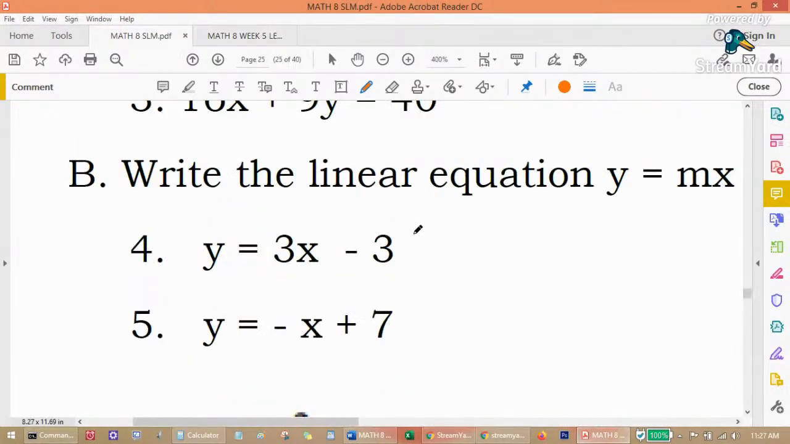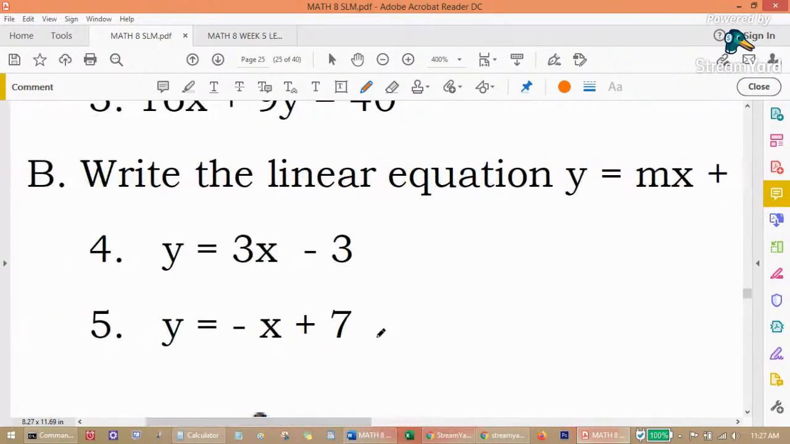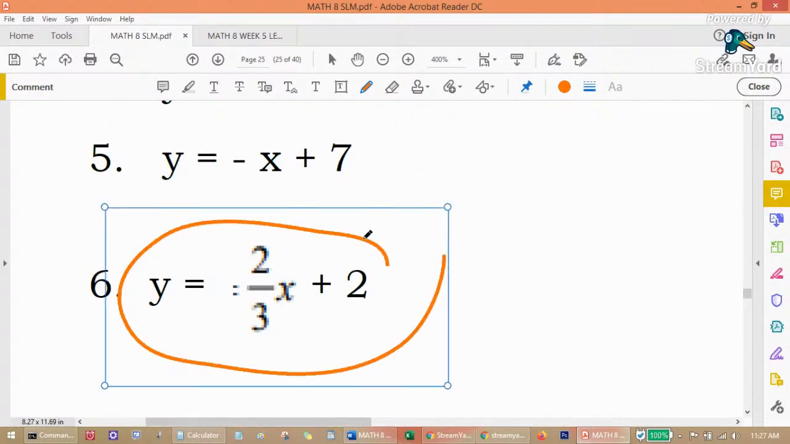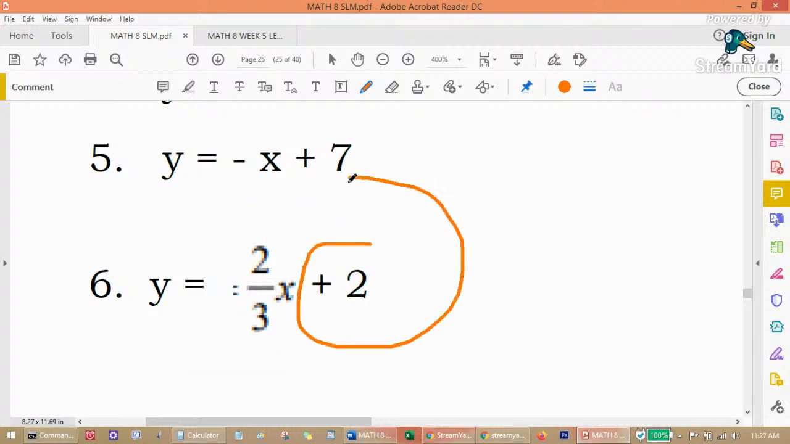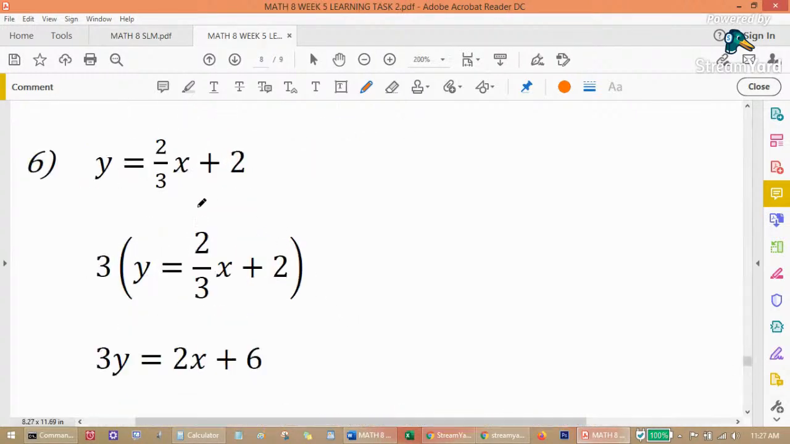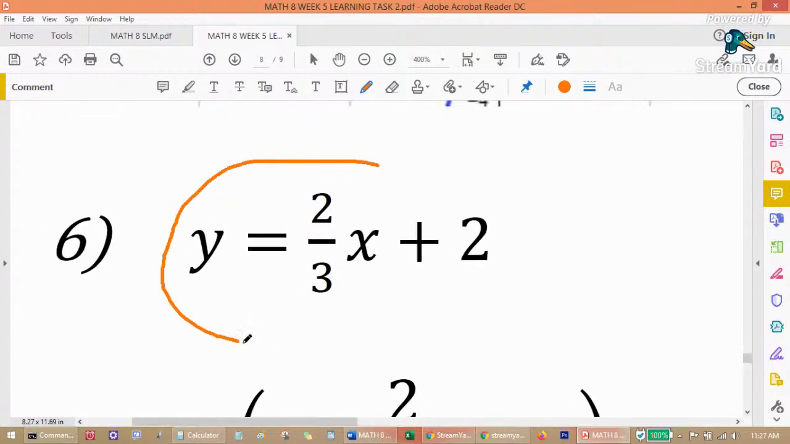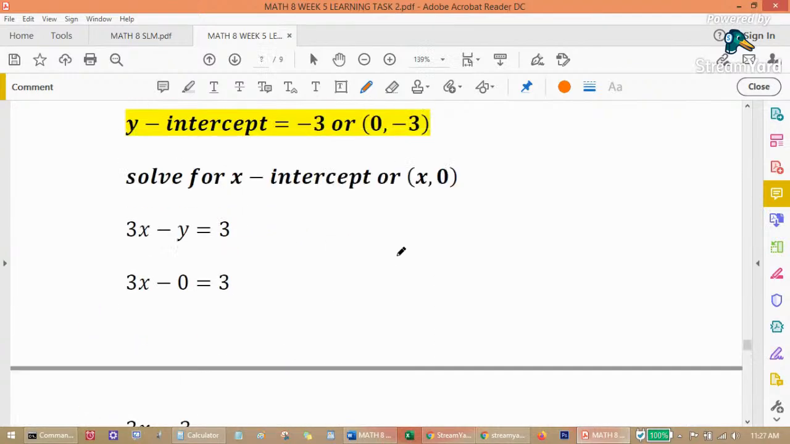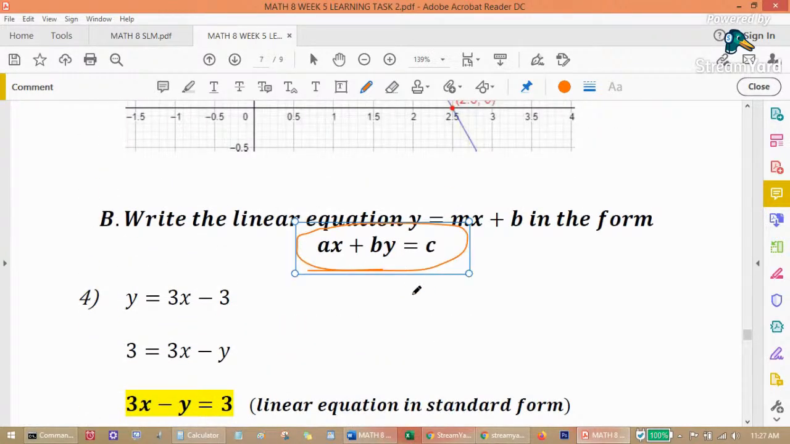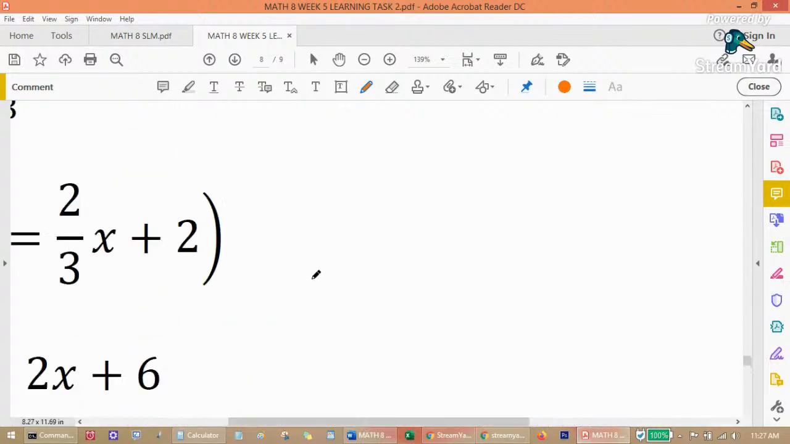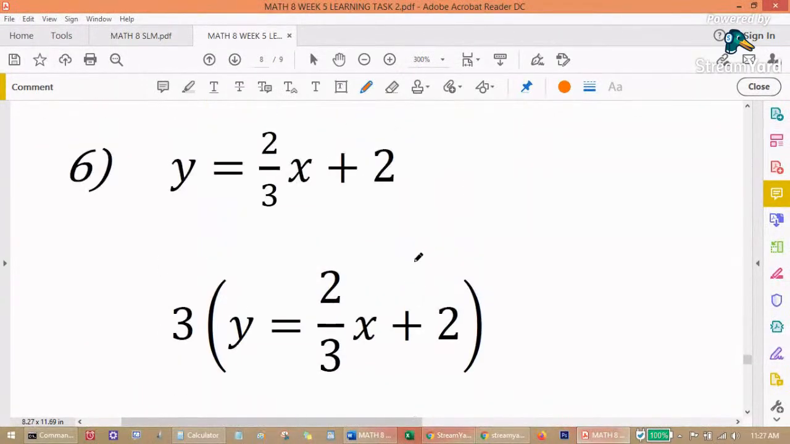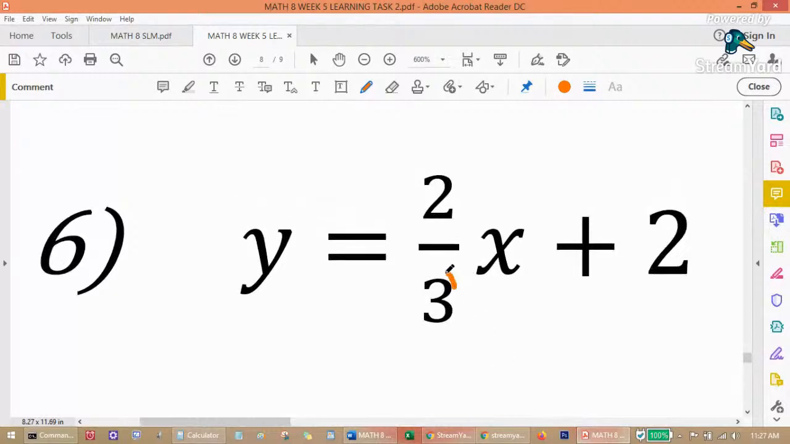Number 6, y is equal to 2/3 x plus 2. Gawin daw natin ax plus by is equal to c. So dito, dahil meron tayong 3 dito, kailangan mawala muna yung mga fraction sa equation natin. Okay? So paano mawawala itong 3 na to?